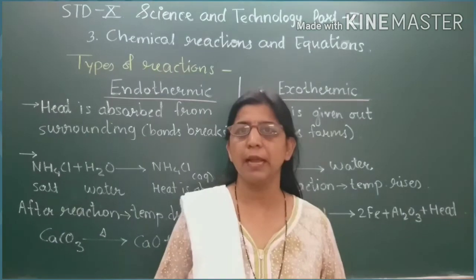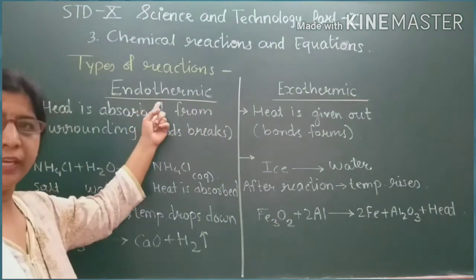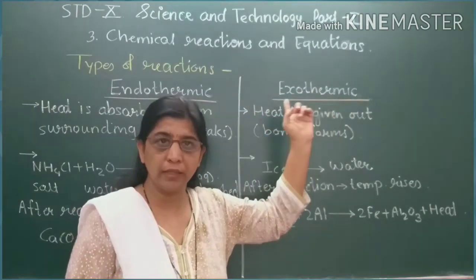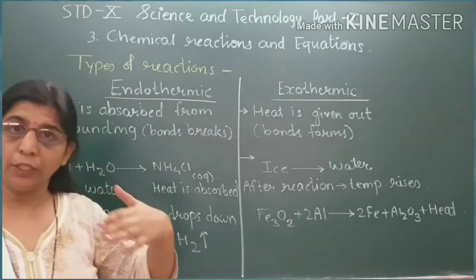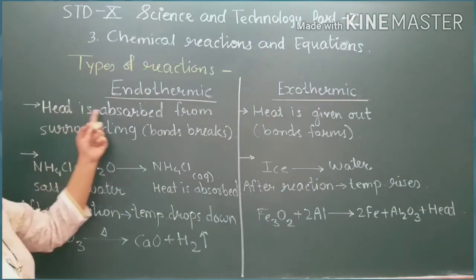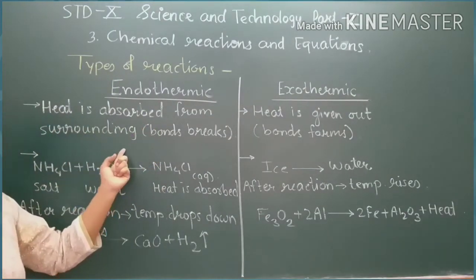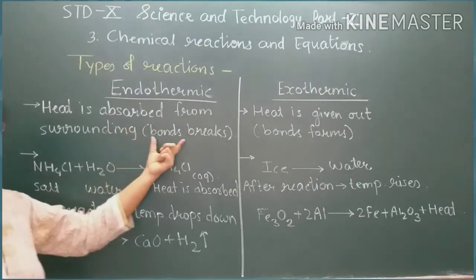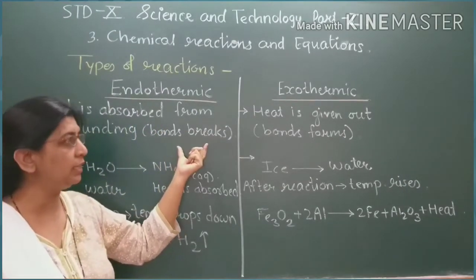Let us study the next type of reactions, endothermic reaction and exothermic reaction. Both the reactions are related to either heat absorbed or heat evolved during the reaction. When heat is absorbed from the surroundings, it is called an endothermic reaction. Here, the heat is utilized to break the bonds between the reactants.